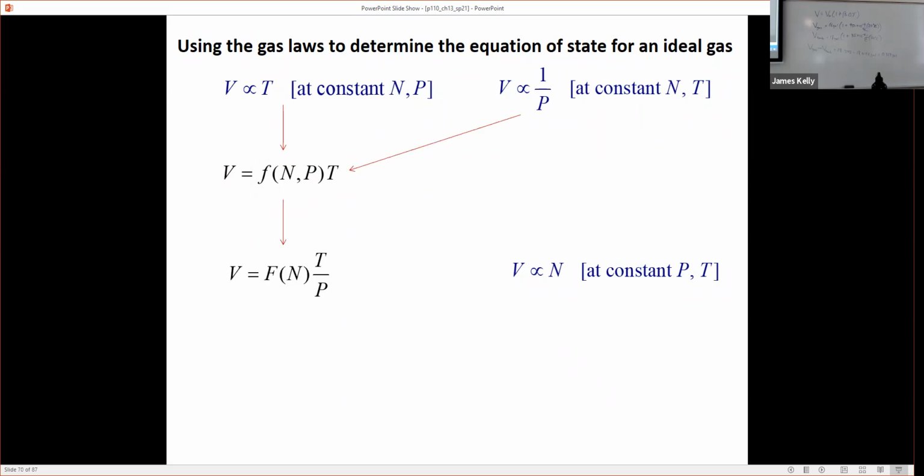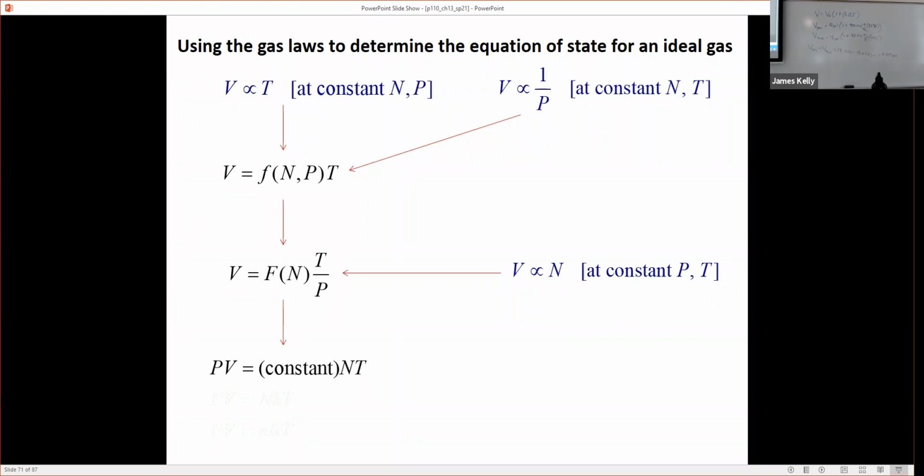Let's combine it together with the second law. V is proportional to 1 over P at constant N and T. Well, we've already got the T dependence factored out here, but V should be proportional to 1 over P. And that means that this constant here, which is really a function of N and P, should be 1 over P times some other constant that might still depend on N. And then we put in the third law, which as far as I know doesn't have a name: V is proportional to N at constant P and T. So if I keep P and T constant, V better be proportional to N, and that means that this constant should be a true constant times N.